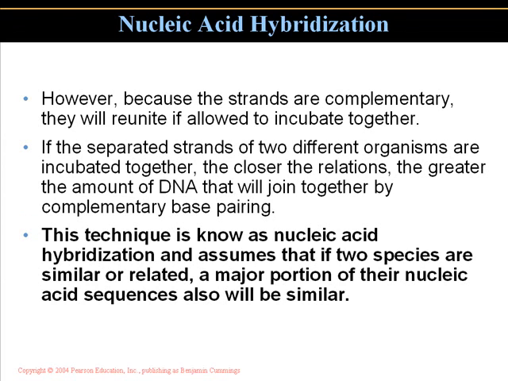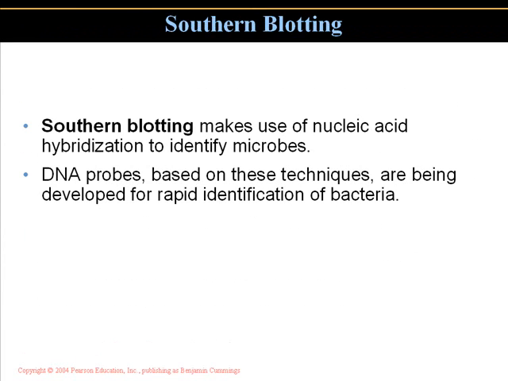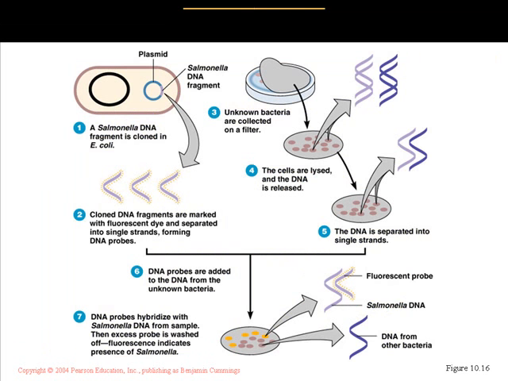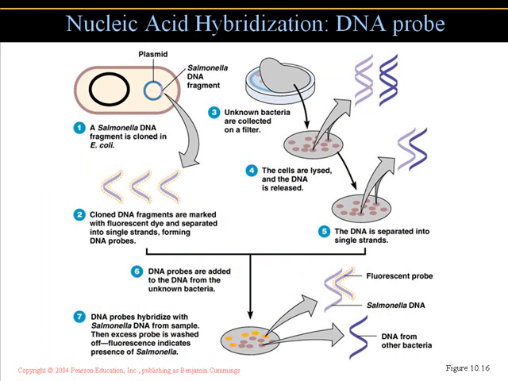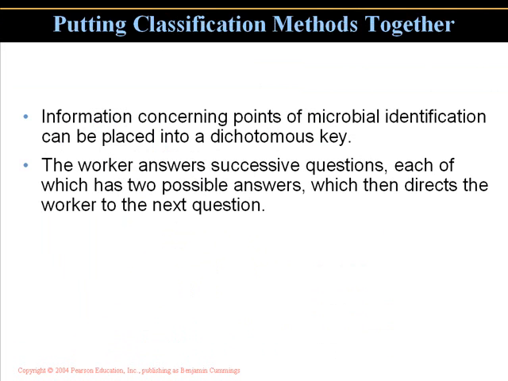The technique assumes that two species are similar or related, and so major portions of the nucleic acid sequence will also be similar. Again, another identification method. Southern blotting, we already talked about. This is the nucleic acid hybridization, and again, you can go through these steps, read through these steps in your reading material.